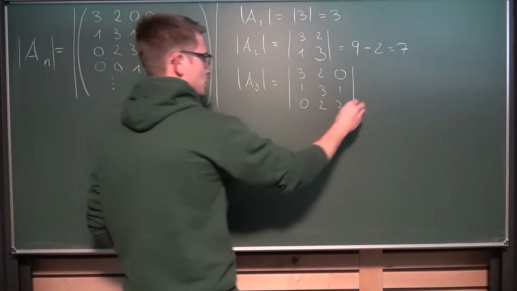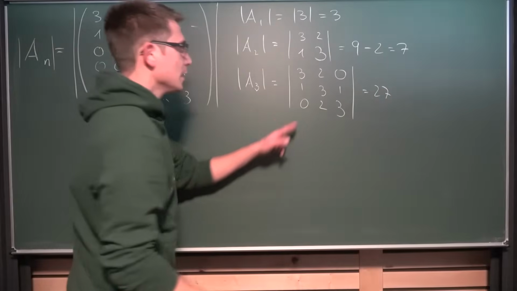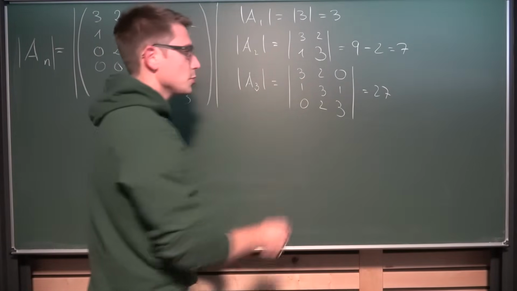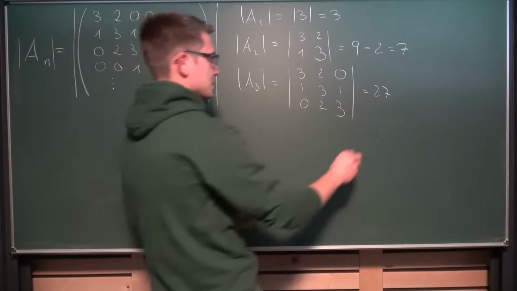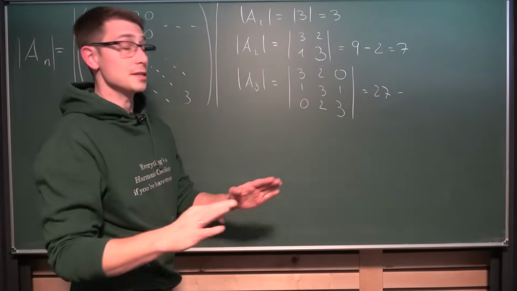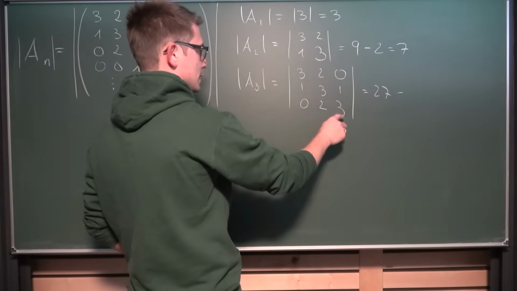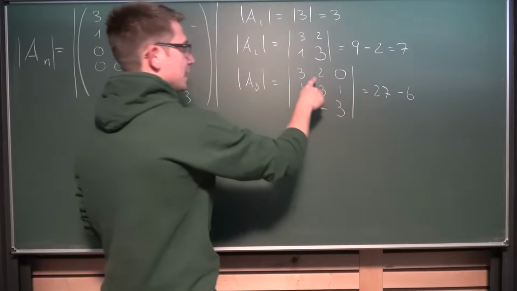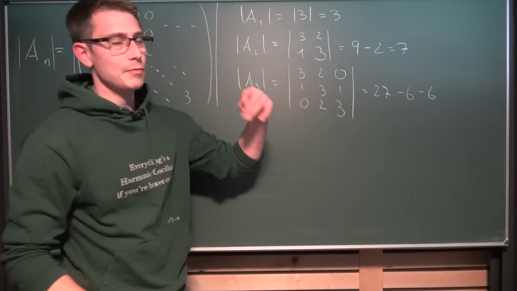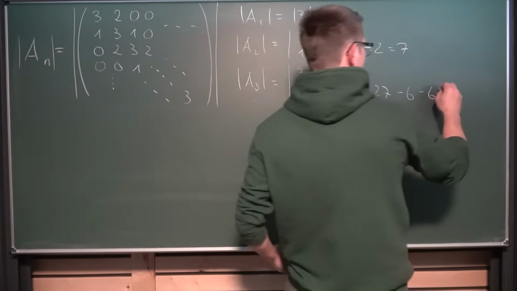So 3 times 3 times 3 is 27. 2 times 1 times 0 is 0. 0 times 1 times 2 is 0. So the addition part is done. Now subtraction. 0 times 3 times 0 is 0. Then we have 2 times 1 times 3, which is 6. And then 3 times 1 times 2, which is 6. Giving us 27 minus 12, which is 15.